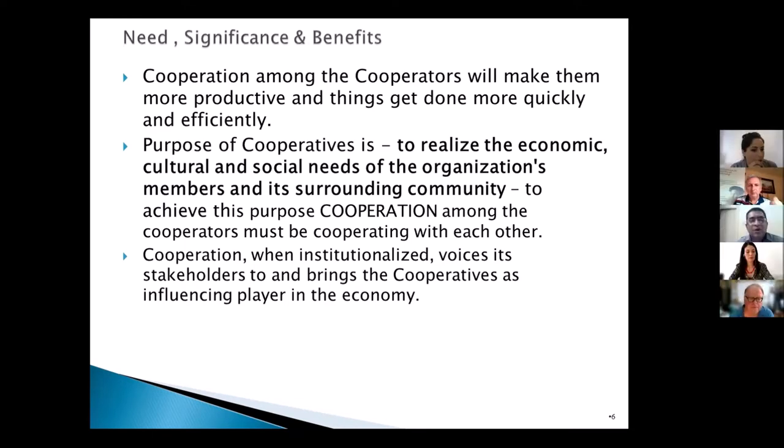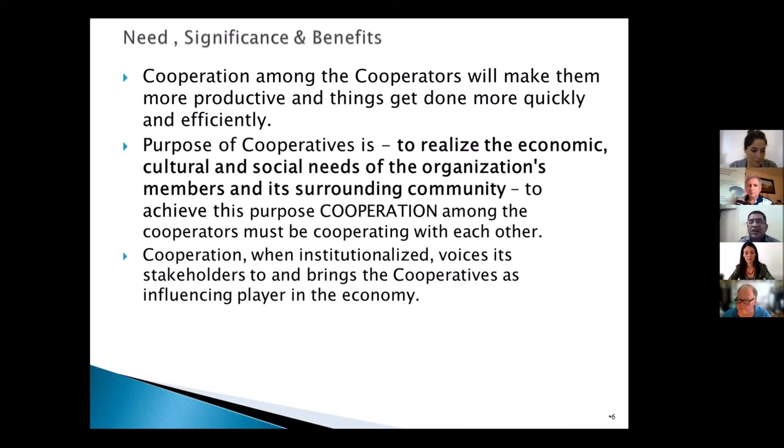Cooperation among the cooperators will make them more productive, and things get done more quickly and efficiently. This is the basis for cooperation. If there is no cooperation, if there is no unity among the cooperators, there will be no difference between the cooperatives and a non-cooperative institution. A cooperative has the purpose to realize the economic, cultural, and social needs of the organization's members and its surrounding community. So to achieve this purpose, the cooperators must cooperate with each other. Cooperation is mandatory for this purpose.